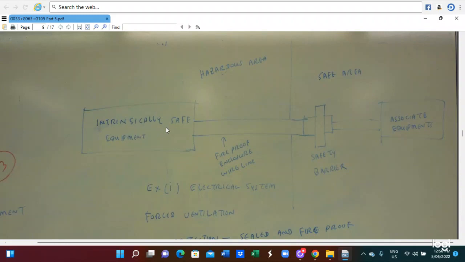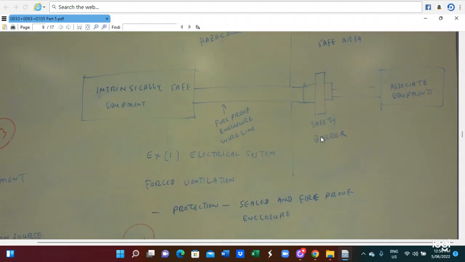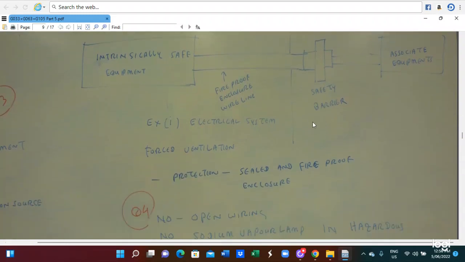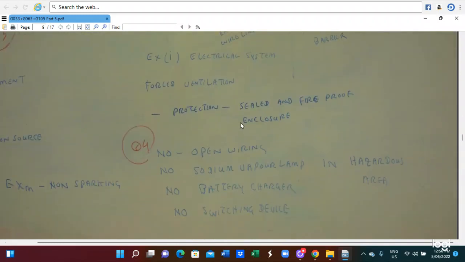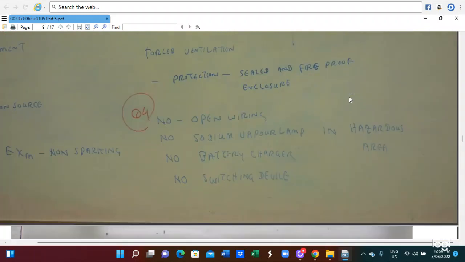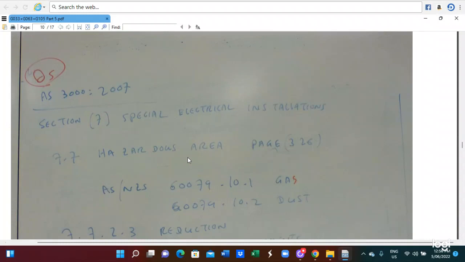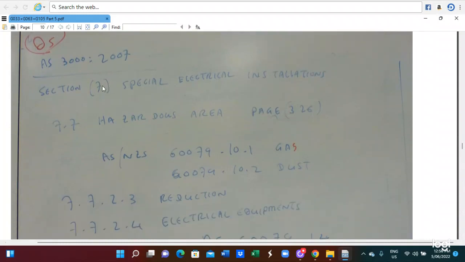In the hazardous area, we have to use fire protected enclosures. So this is the electrical system for the hazard area. We need to protect it, and the fireproof enclosure is important. No open wiring, no sodium vapor light, no battery charger, no switching devices in the hazard area is important. So we all have to utilize section 7, electrical installation. We have to follow section 7.